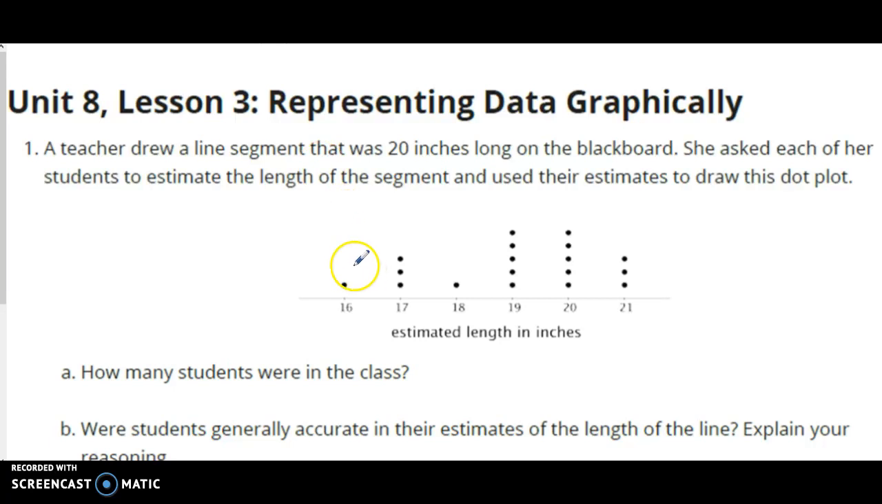When I'm reading a dot plot, I need to remember that each dot represents one person or one respondent in a survey. So if each of these dots is one student, to find out how many students are in the class, all I need to do is count the dots. So let's count them. 1, 2, 3, 4, 5, 6, 7, 8, 9, 10, 11, 12, 13, 14, 15, 16, 17, 18. So there are 18 students in the class.